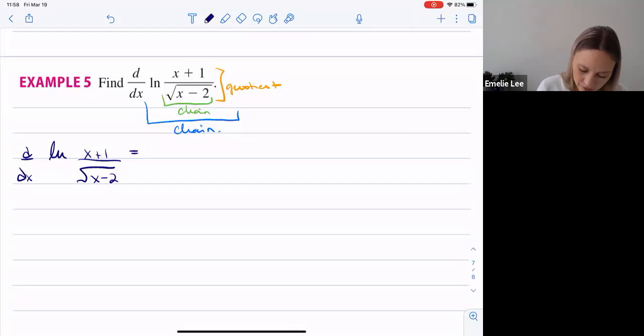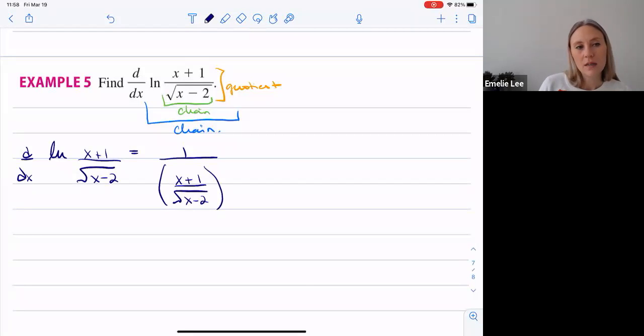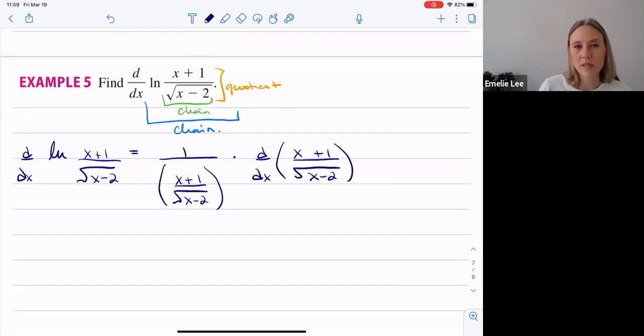Okay, the derivative of the outside is easy enough, I think. 1 over x plus 1 over the root of x minus 2. Then I'm going to, just to take it step by step, multiply by the derivative of the inside, of x plus 1 over the root of x minus 2. So I'm going to save that for the next step.